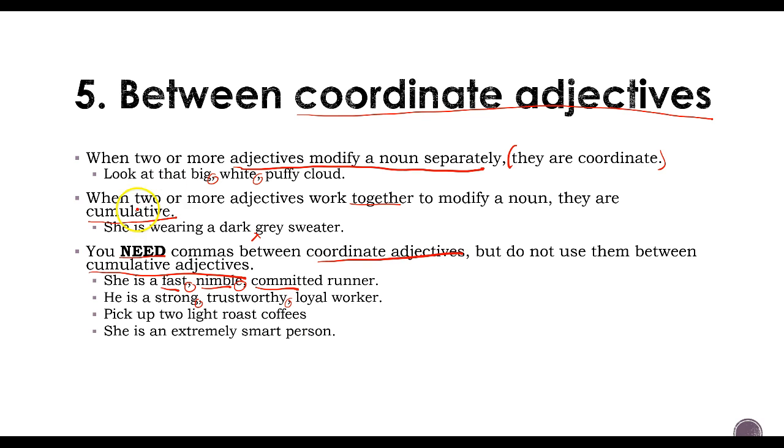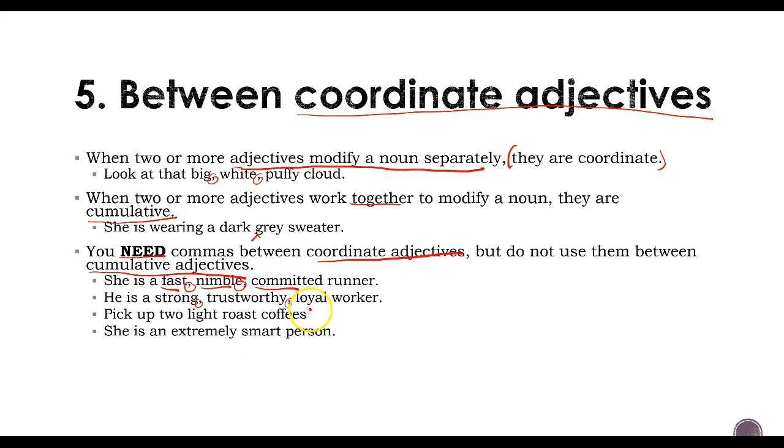Let's look at another one. She is an extremely smart person. So extremely describes smart, which describes the person. So these again are cumulative. They're building one off the other, so you don't use commas in between.